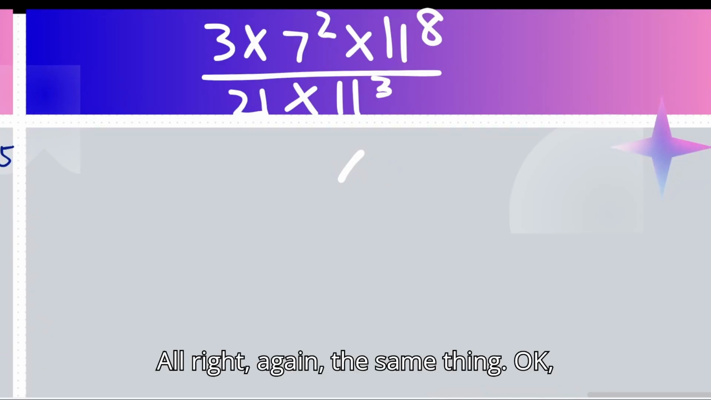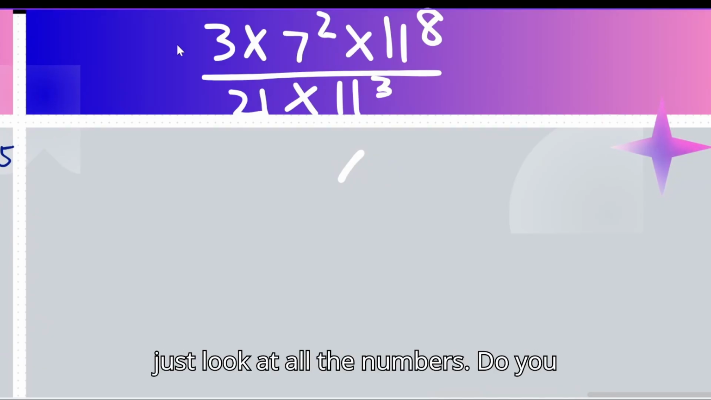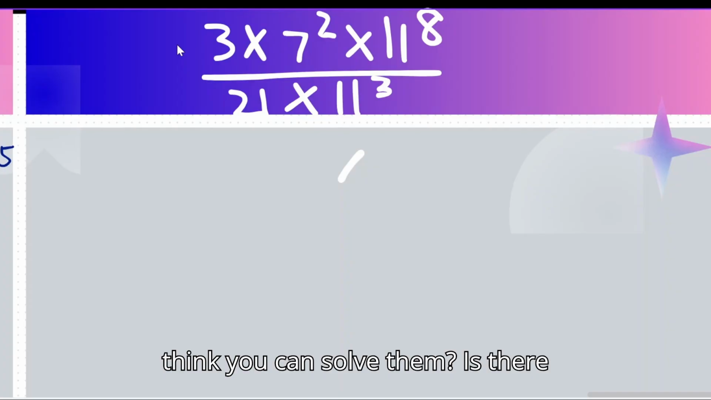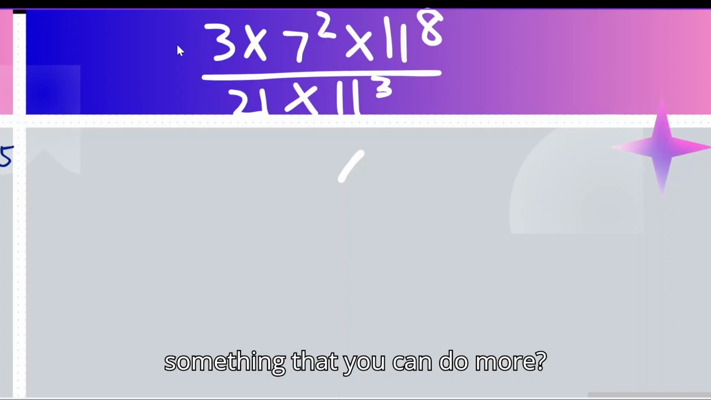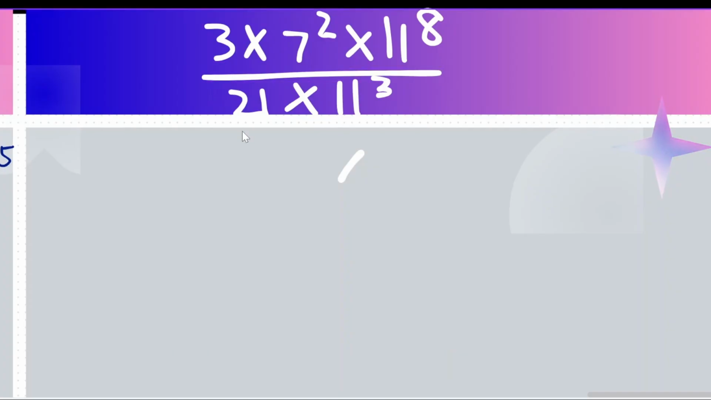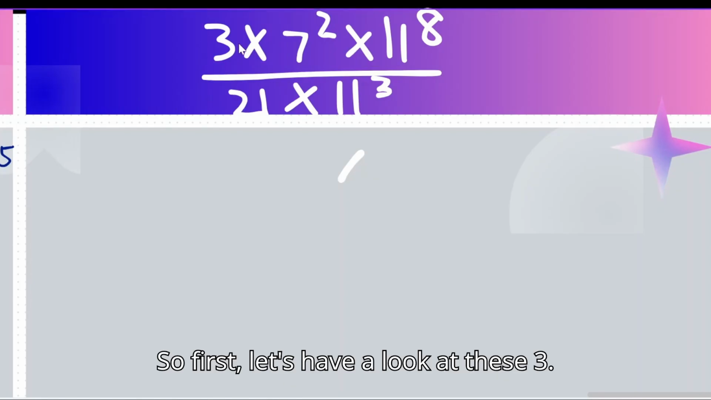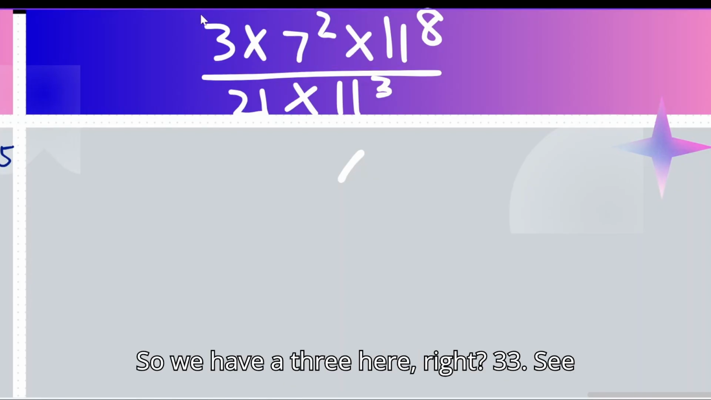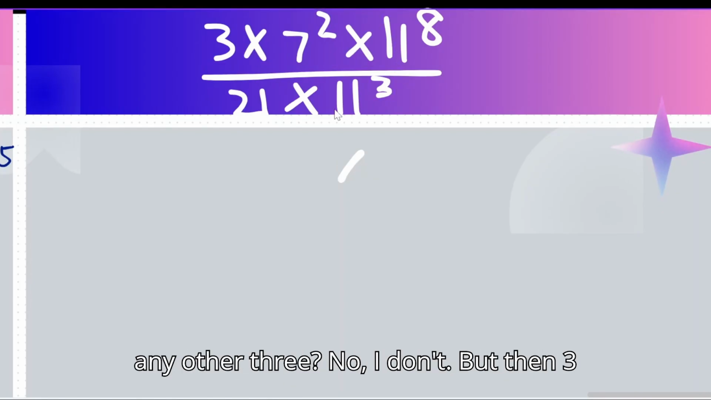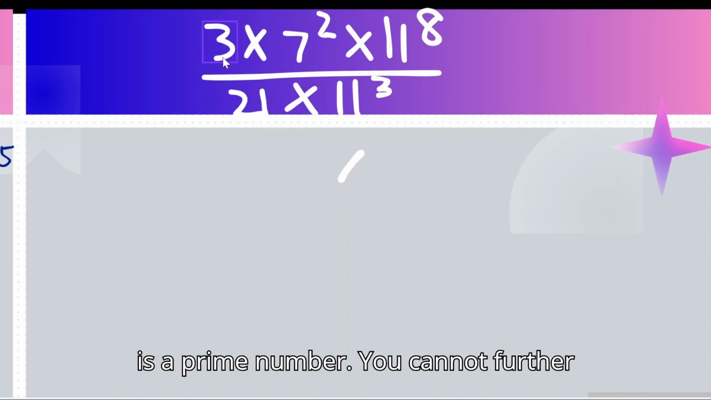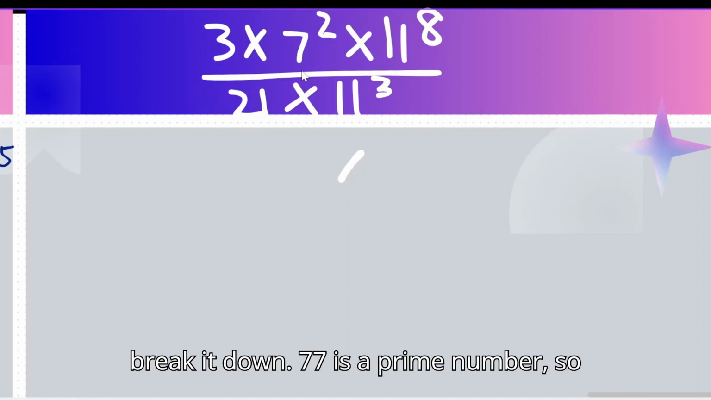All right, again the same thing. Okay, just look at all the numbers. Do you think you can solve them? Is there something that you can do more? So first, let's have a look at this 3. So we have a 3 here, right? Do you see any other 3? No, I don't. But then 3 is a prime number. You cannot further break it down.